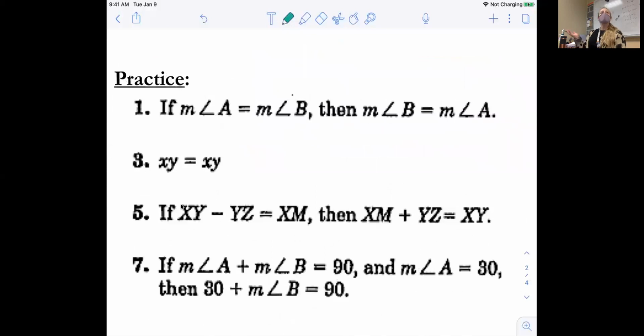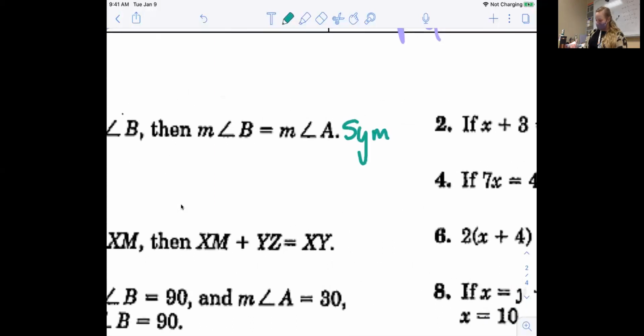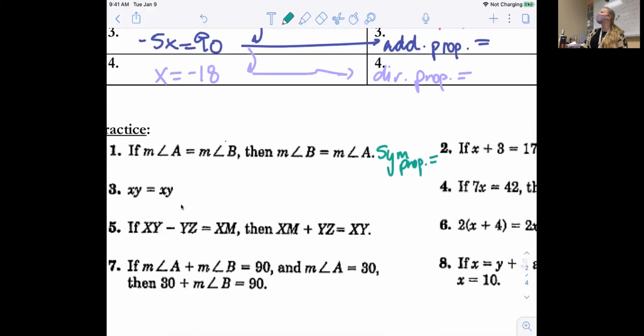Okay, who knows what number 1 should be? Who knows? I have 1, 2. Who else knows? 3, 4, oh, 5. Cece, what's this one? Symmetric property. Awesome. Why is it symmetric property, Cece? You flipped it. Very good. So I flipped it, so B goes first now.